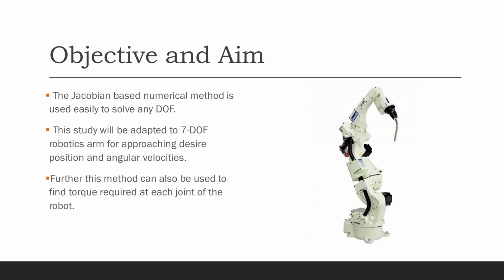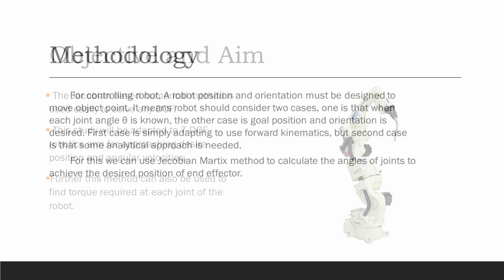So the objective of this research paper is to develop a Jacobian based numerical method to easily solve any degree of freedom problem, and the final aim of the study will be adapted to a 7 degree of freedom robotic arm for approaching a desired position. Now my friend Rushikesh Pachghare will take you through the methodology, numerical method used and detailed analysis.